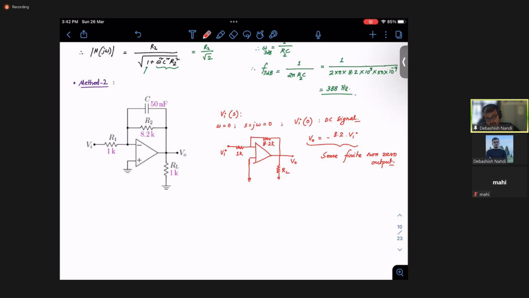Basically, the point is that now you apply a very high frequency signal. Let's say omega tends to infinity. That means I am applying an AC signal, right? And my capacitor is shorted at that time. So how will my circuit look like at that time? My circuit will look like simply this, right?